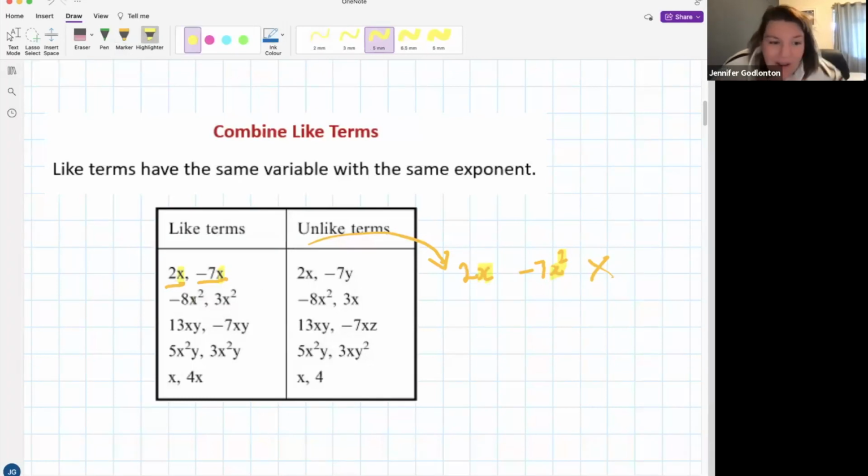Okay, so if you have a look here, we've got x squared and x squared. We've got xy and xy, x squared y and x squared y, x and x. So all of those would be like terms.